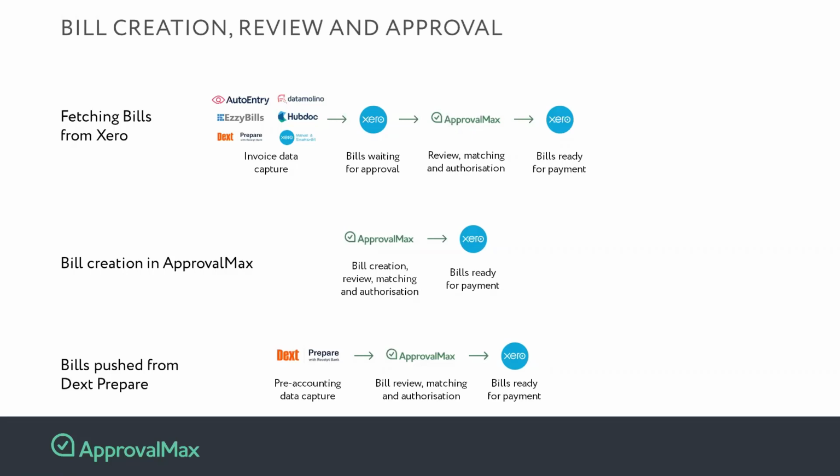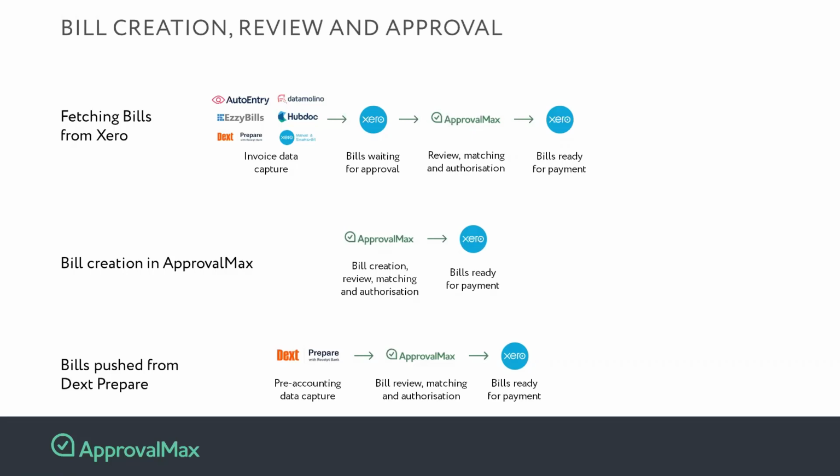You can fetch bills from Xero, create the bills directly in ApprovalMax, or push bills from Dext Prepare to ApprovalMax. No matter how you create your bills, after the final approval in ApprovalMax, bills will be available in Xero in the status awaiting payment, without having to spend a lot of time on the process.